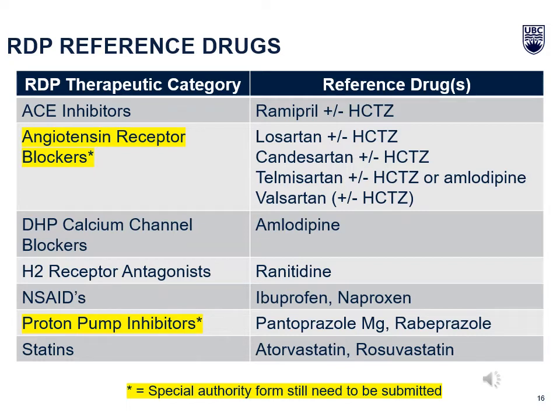One thing to note is that for ARBs and the PPIs, in order for the medication to be covered for the patient, a special authority form needs to be submitted. We'll talk about a special authority on the next slide. Again, according to PharmaCare's Therapeutics Committee, these reference drugs should be considered the first treatment of choice. So for example, if you want to prescribe a statin for your patient, PharmaCare is suggesting that you prescribe atorvastatin or rosuvastatin.